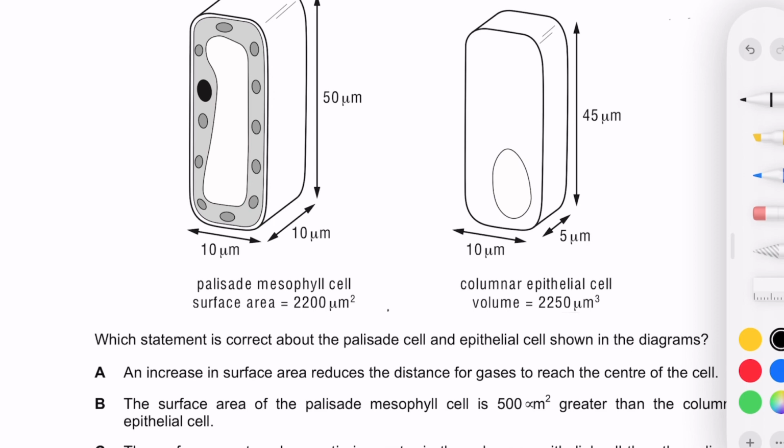Okay, giving this question a read. Obviously here they're asking for surface area to volume ratio.